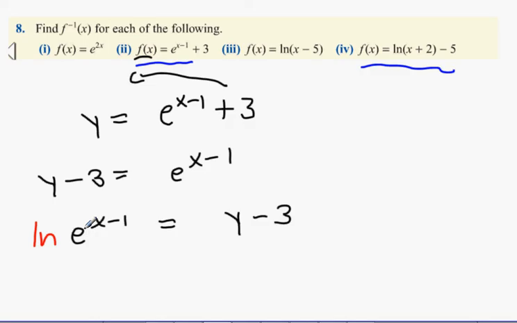What do I have to do? ln. ln both sides. Bring the x minus 1 to the front. x minus 1 ln e. What is ln e? 0. Oh, sorry, 1. ln e is 1. Means we don't have to put it in.